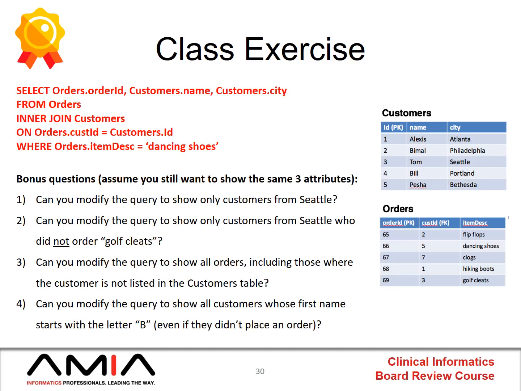Here's four bonus questions. I would encourage you to do these on your own before you advance the slides. The bonus questions are: can you modify the query to show only customers from Seattle? Can you modify the query to show only customers from Seattle who did not order golf cleats? Can you modify the query to show all orders, including those where the customer is not listed in the customer table? In other words, can we show the null customers? Can you modify the query to show all customers whose first name starts with the letter B, even if they did not place an order?